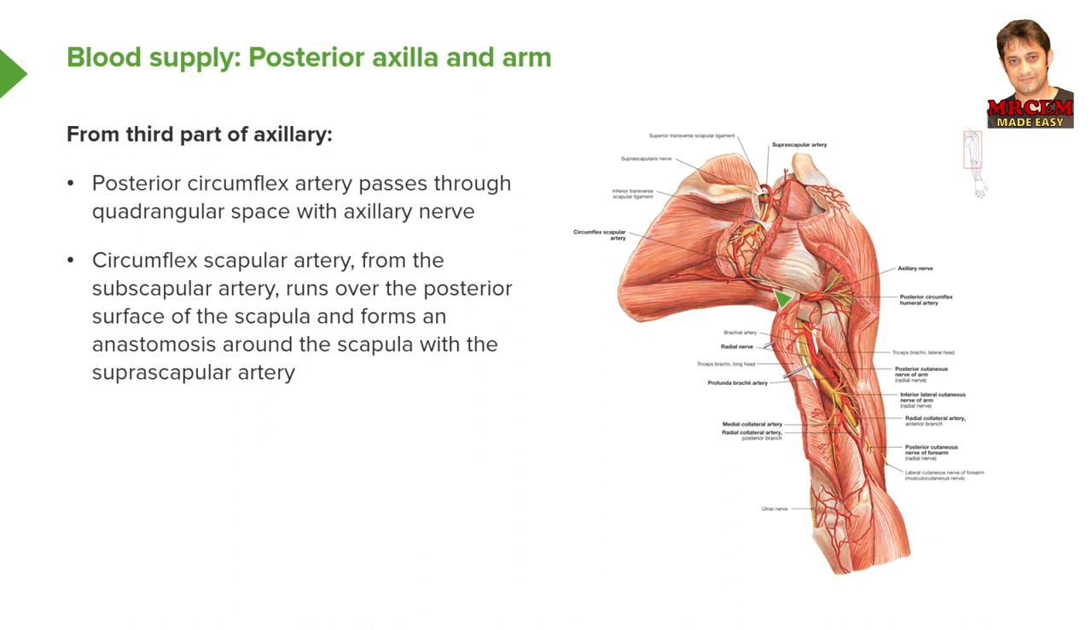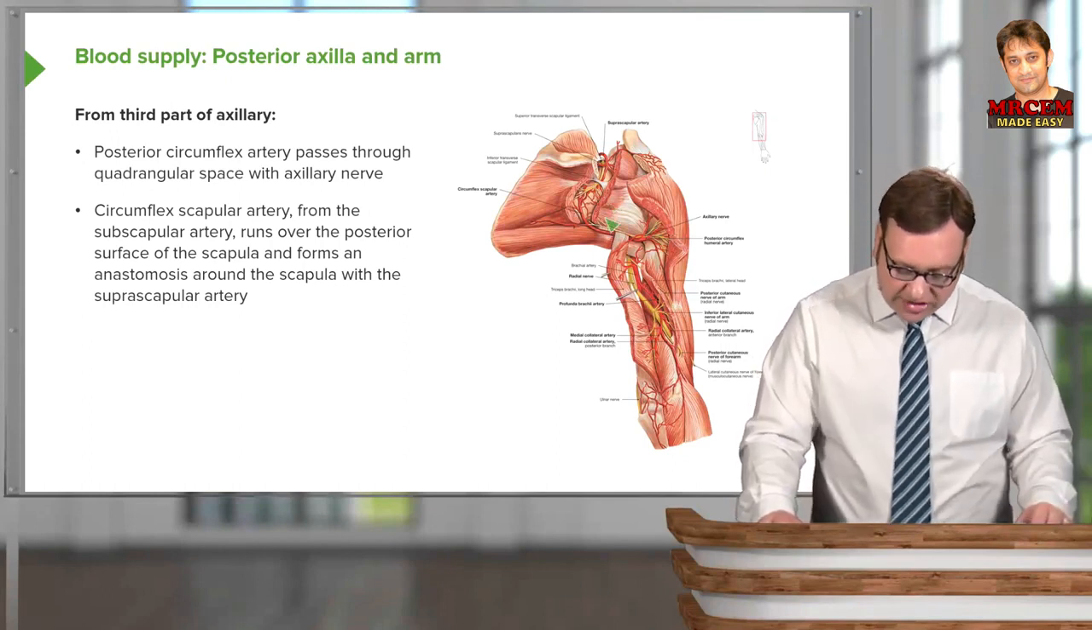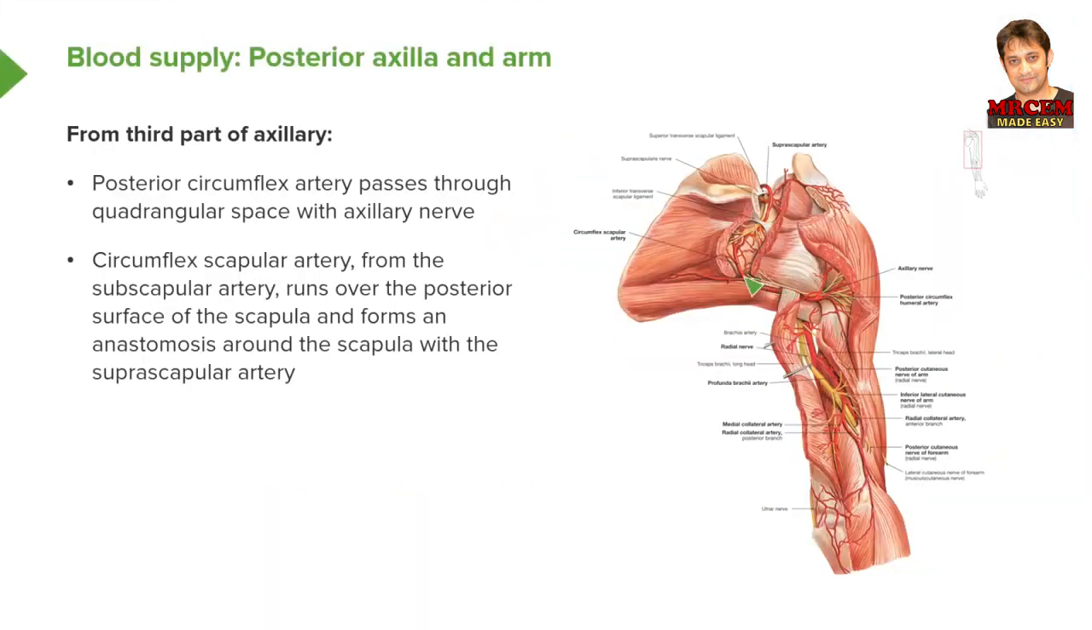Then we can see we have this circumflex scapular artery. The circumflex scapular artery comes from the subscapular artery that we mentioned, and that runs over the posterior surface of the scapula. And we can see it's running over the posterior surface of the scapula, the circumflex scapular artery, and that's anastomosing with the suprascapular artery. And the suprascapular artery is running over that suprascapular notch that we mentioned in the first lecture. So we've got the suprascapular artery and we've got the circumflex scapular artery, and these are forming a complex anastomosis around the scapula.